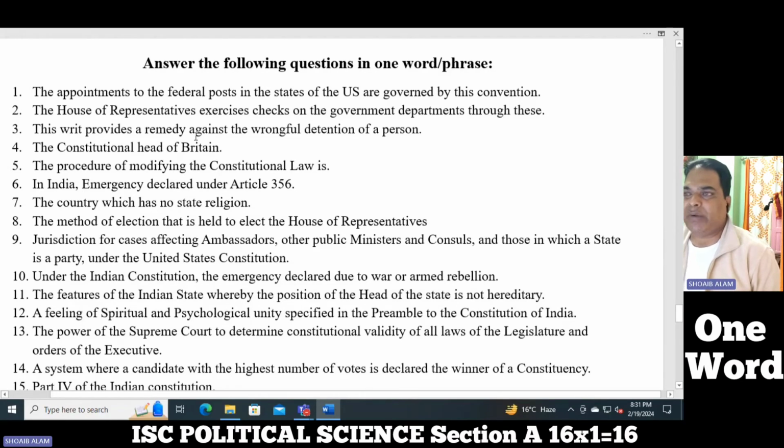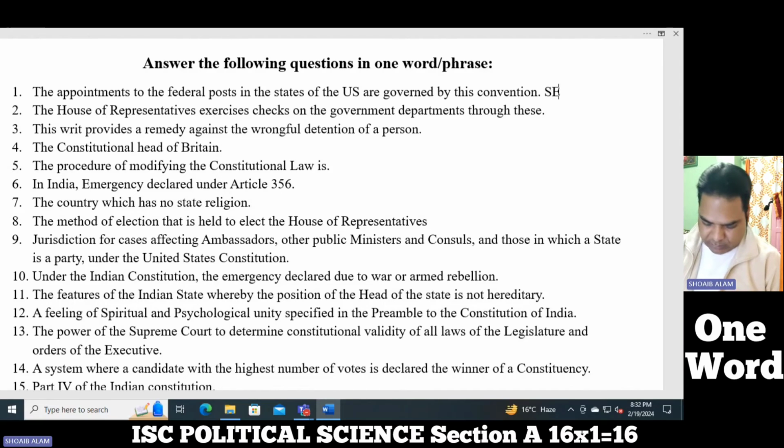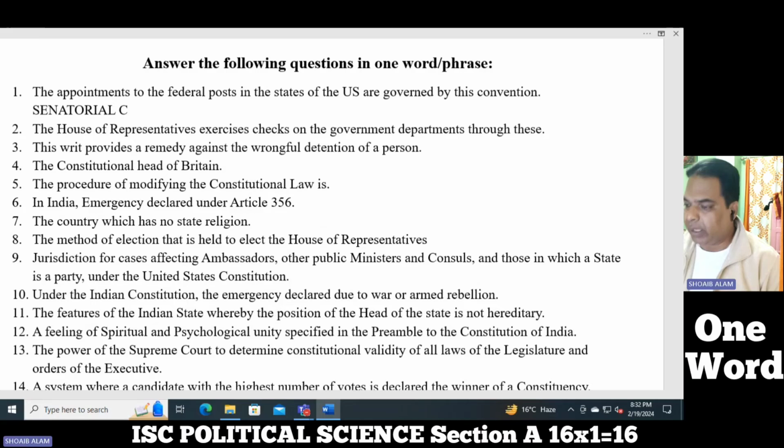The appointments to federal posts in the states of USA are governed by this convention. What is this convention called? It is called senatorial courtesy.